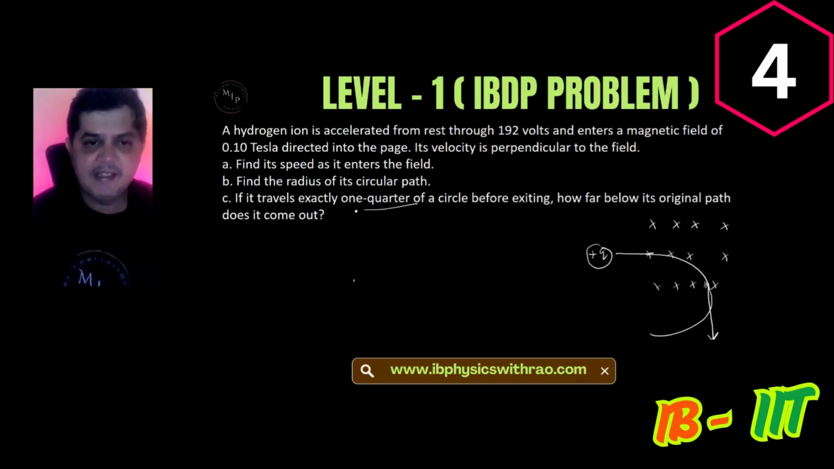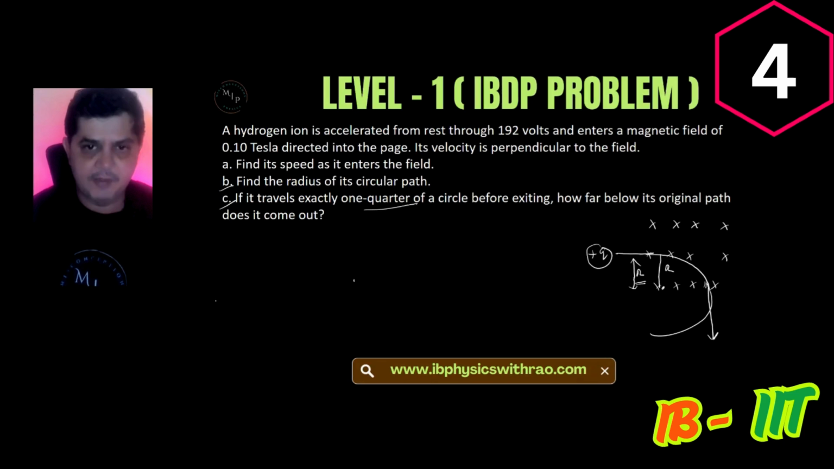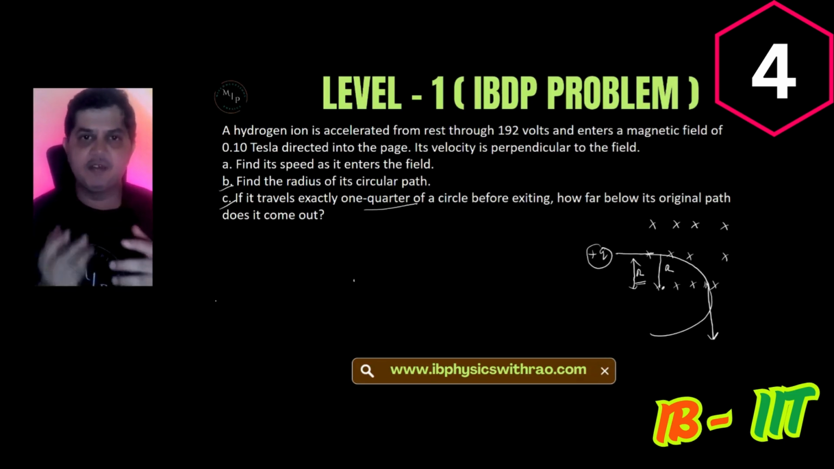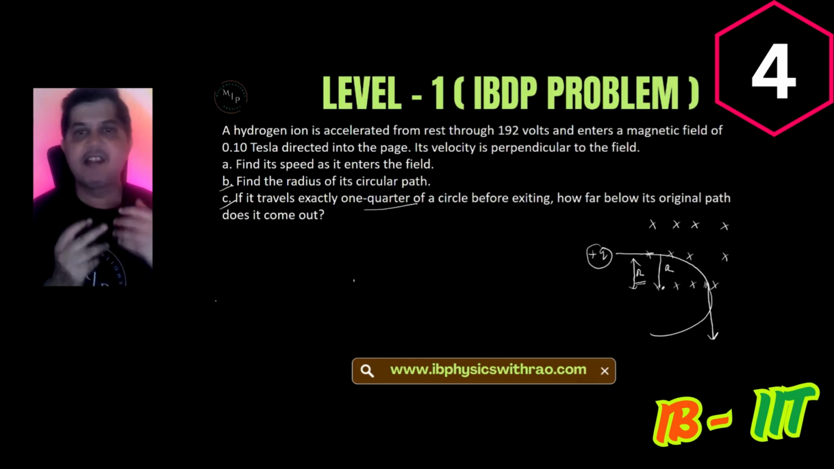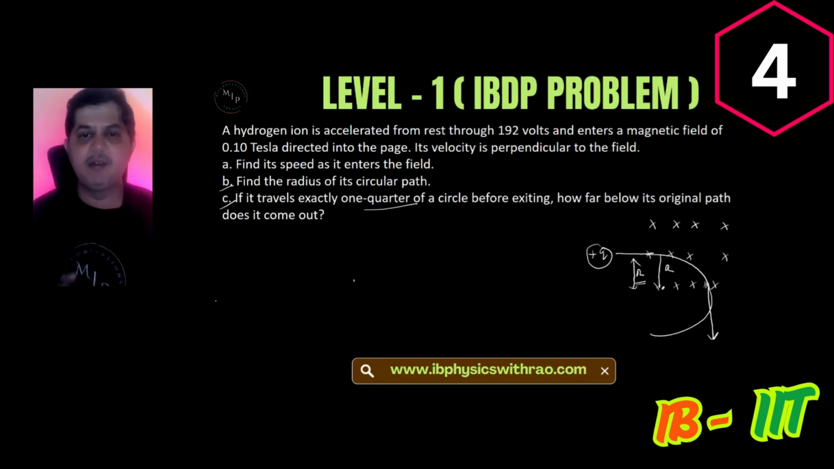If it travels exactly 1/4 of a circle before exiting, how far below its original path does it come out? What is this distance? If this is the center, this should be your radius, right? So if you find the radius here, you have an answer for this and for this one. This is not an IIT problem. It is a problem I have made so that it becomes easy for you to understand the IIT problem. It's nothing but a level 1 IBDP problem. Such problems are already being done in class, so you will be able to easily solve this.